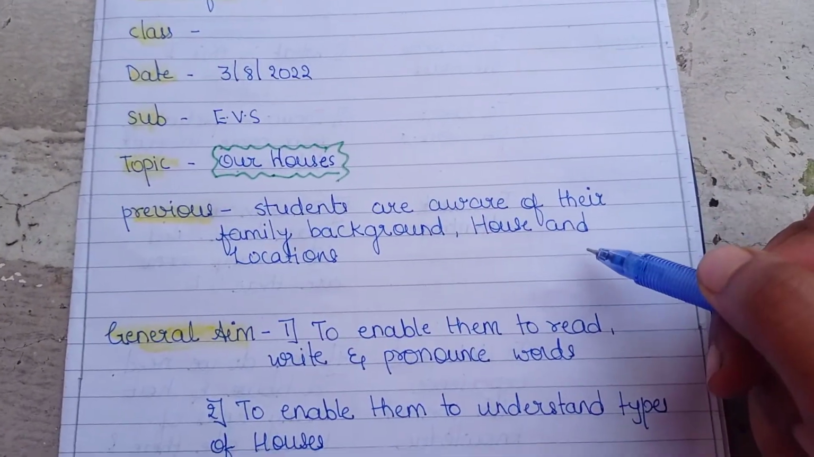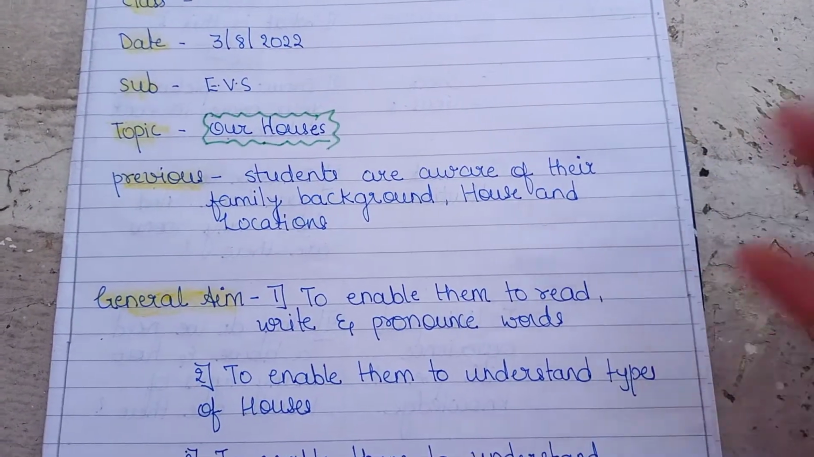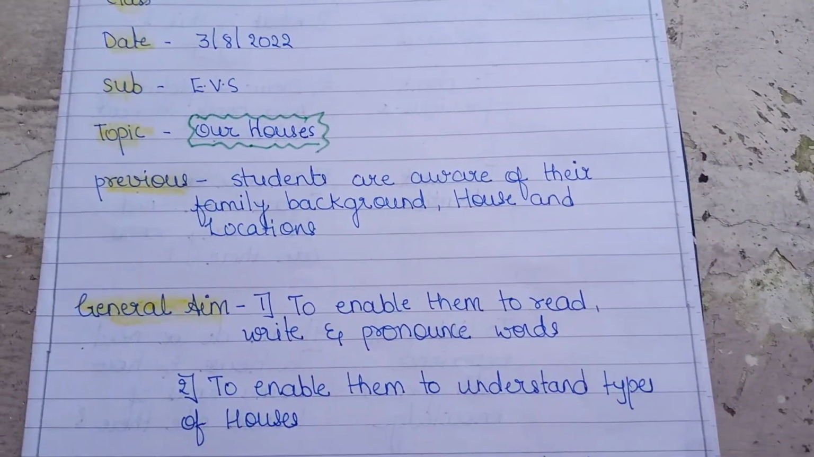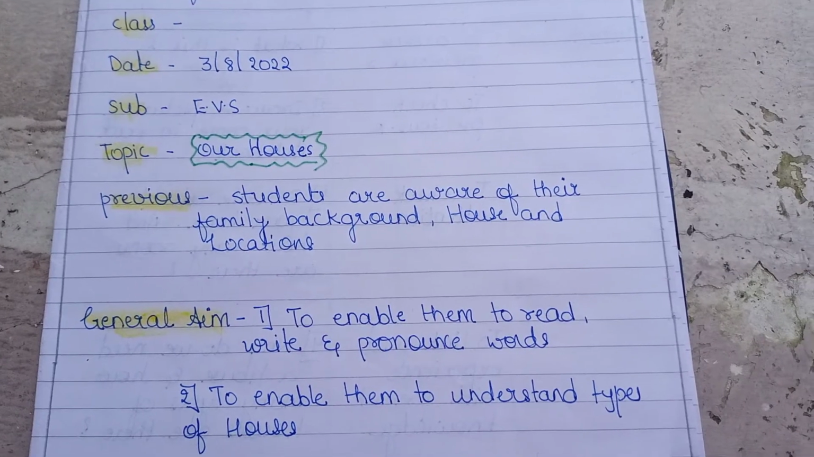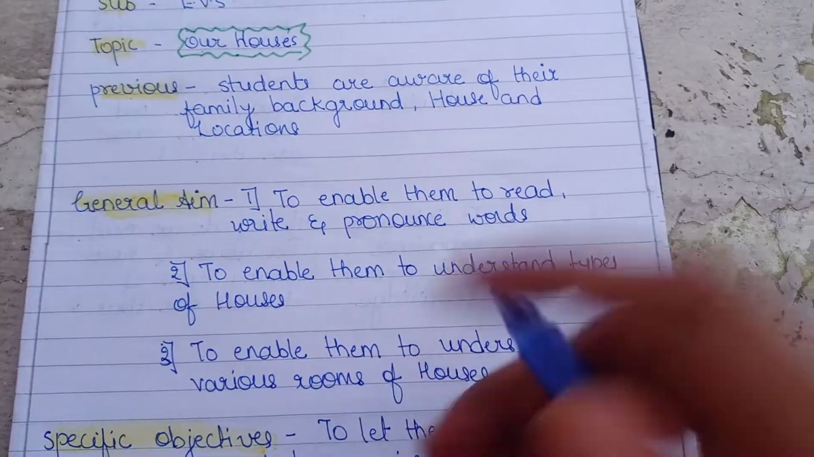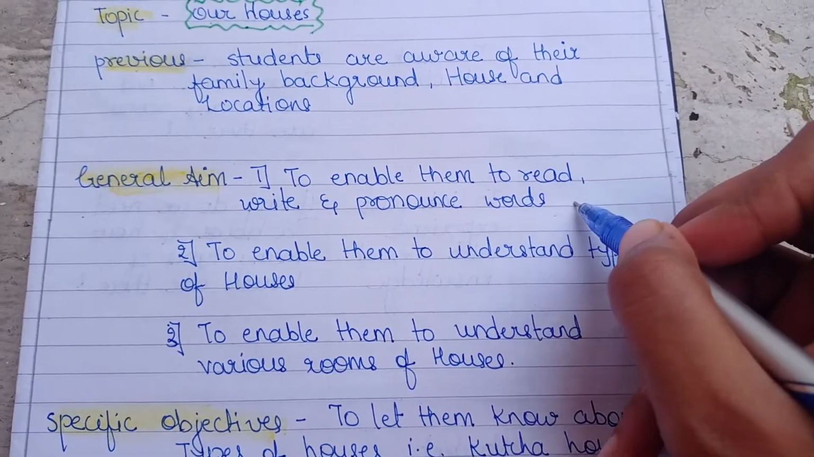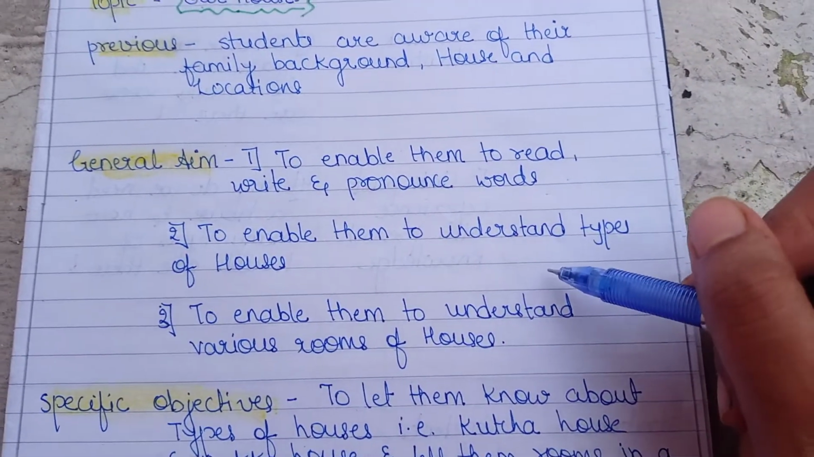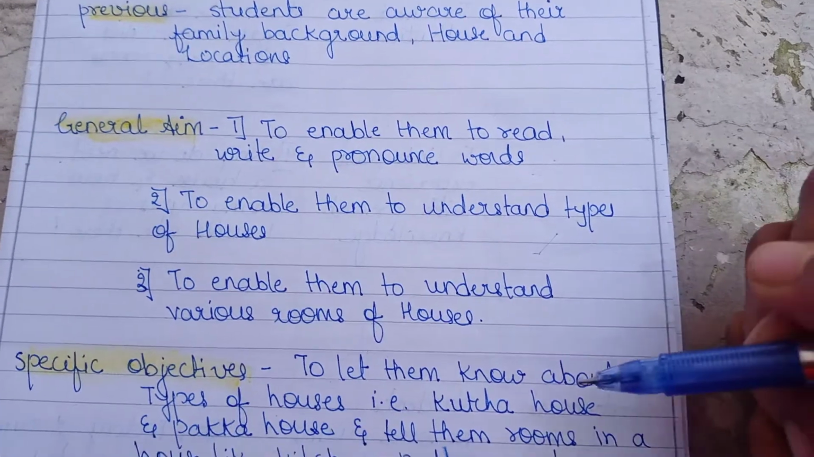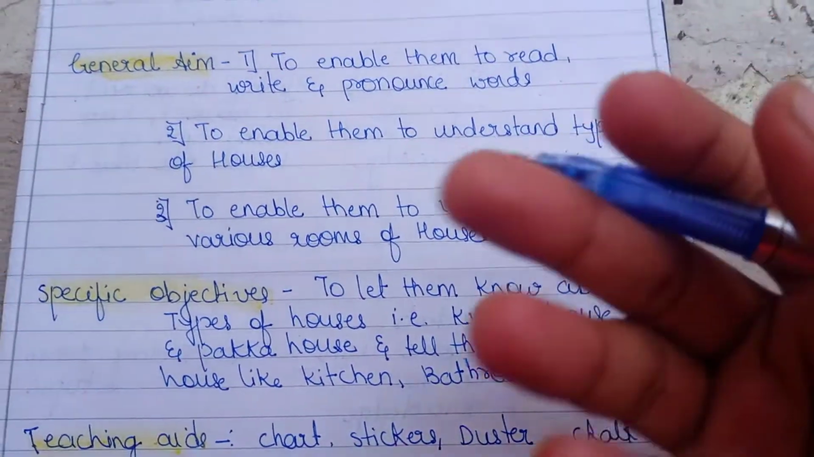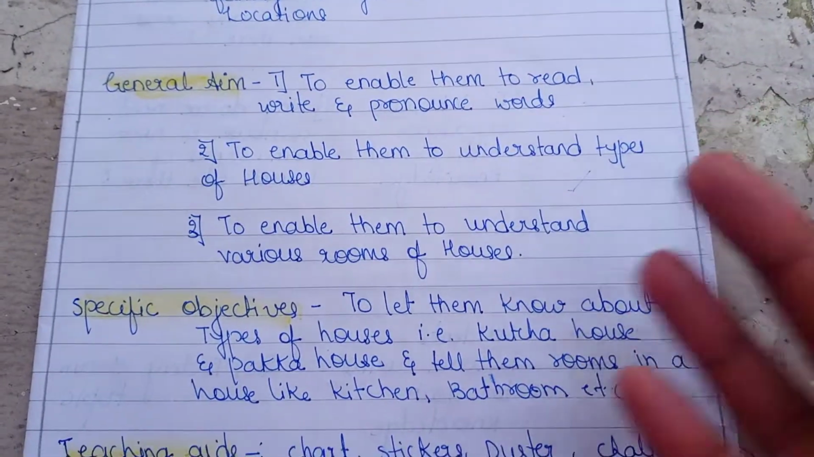Here you can see, for previous knowledge, students are already aware of their family, their members, houses and locations. Okay, general aim here you can see: to enable them to read, write and pronounce words, to enable them to understand types of houses, to enable them to understand various rooms of houses like drawing room and kitchen, bathroom.